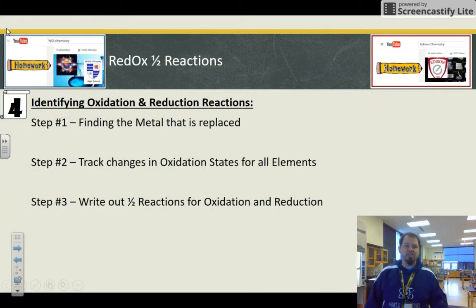Let's get right to it. This is the meat and potatoes of the whole unit. Ready? Identifying oxidation and reduction reactions.